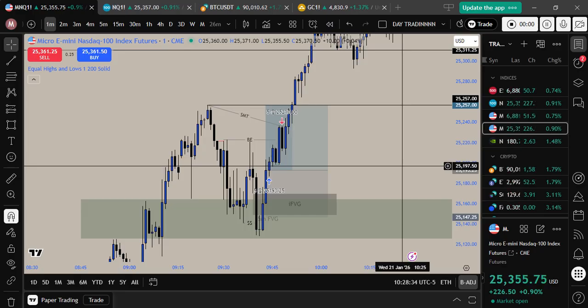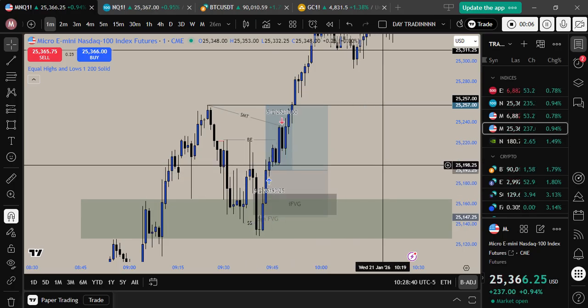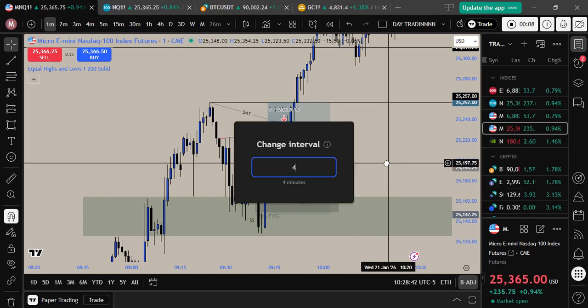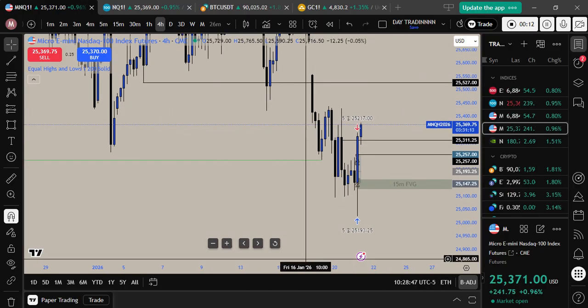All right, boys. This is the trade recap of the day. This was the trade I took. I'm going to walk you through how I did it, what my thought process was, etc.